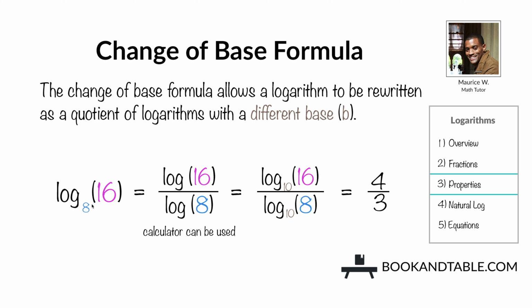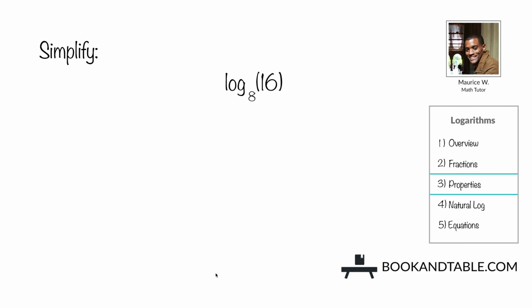So you can take any log with any base, as long as they're both numerical, the argument and the base, and change it into a fraction. The numerator will be a log of the original argument. The denominator will be the log of the original base. And by using the common log, you will wind up with its equivalent value. But let's walk through this question and solve it algebraically.